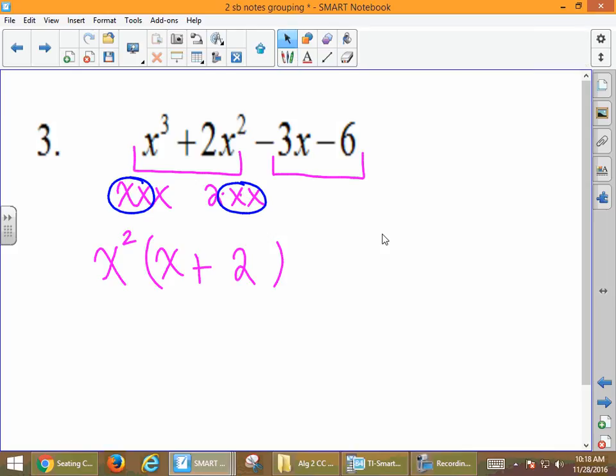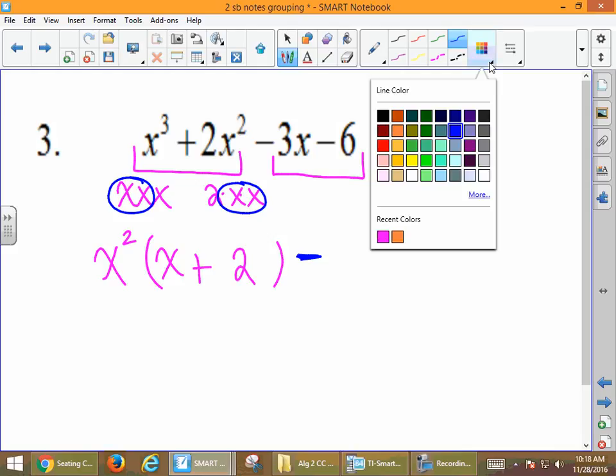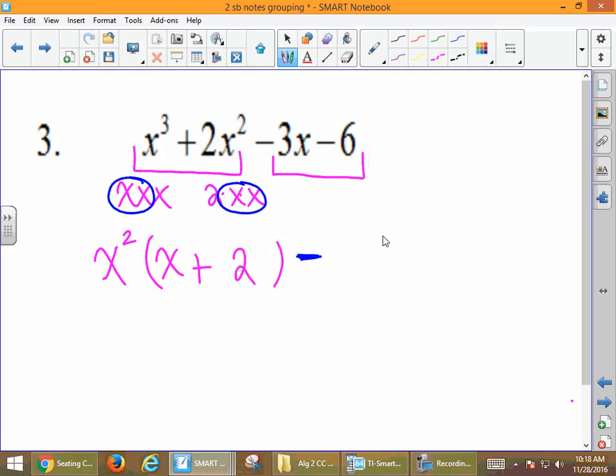Be a little bit careful here. There's a minus sign in between. But we still want to go through the process of finding our greatest common factor. And between 3 and 6, it is 3. And what remains in the parentheses? 3x divided by 3 is x. Negative 6 divided by negative 3 is positive 2. Watch out with that negative. Negative 6 divided by negative 3 is positive 2.